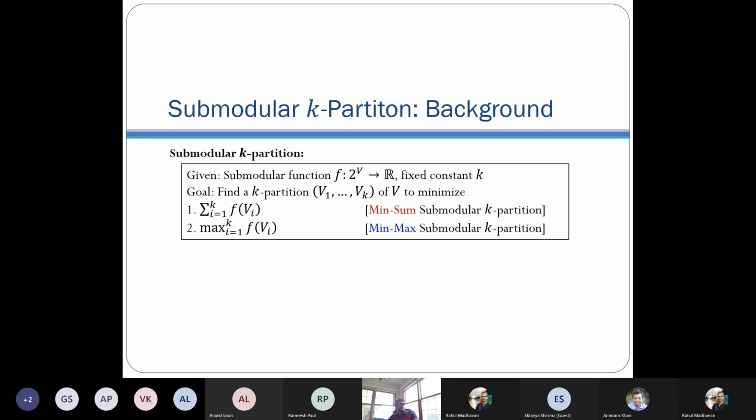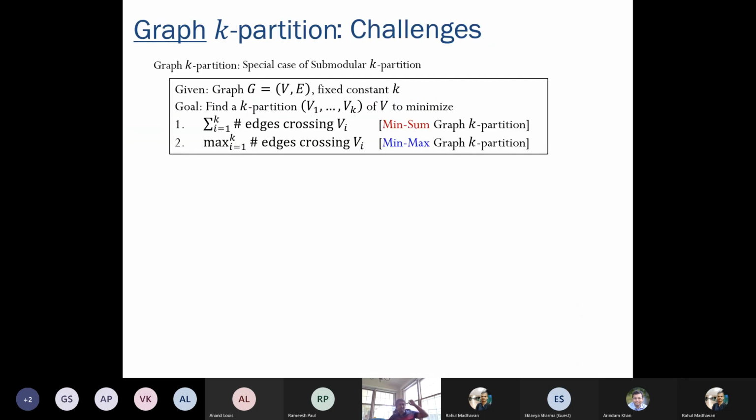Okay, let's quickly understand the challenges in solving these K partition problems. Let's talk about graph K partition for this. Here we are given a graph. We'll always talk about undirected graphs and a fixed constant K. Think of K as 2 or 3. We would like to find the K partition of the vertex set to minimize the measure of interest.